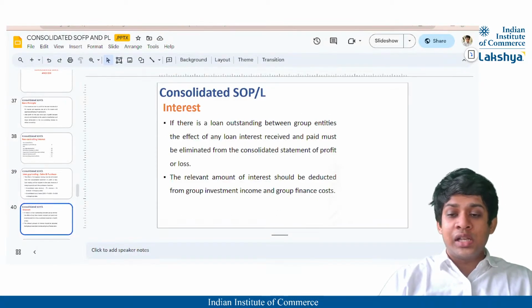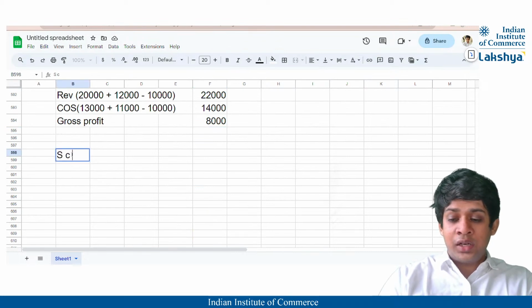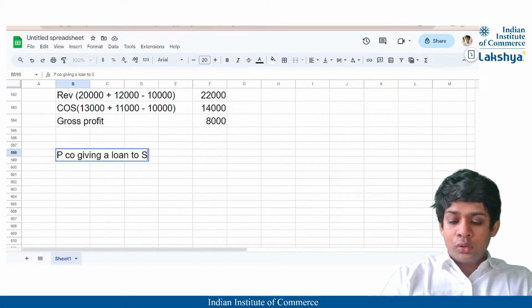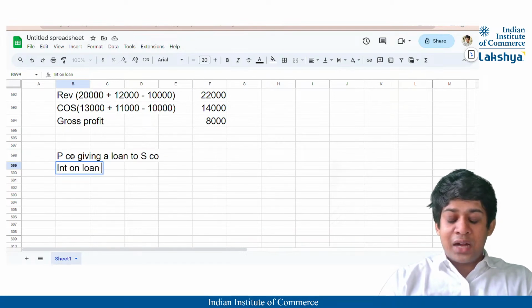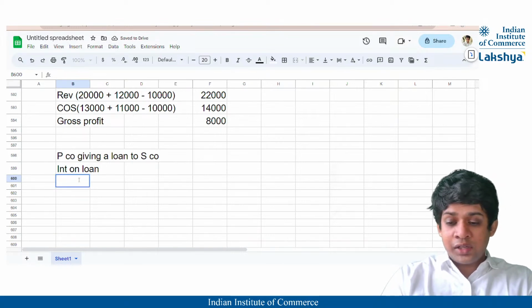Okay, so what they're trying to say is simply what I've already explained to you. Say the parent company is giving a loan to the subsidiary company. In such a case, whatever is the interest on the loan will be affecting my statement of profit or loss.